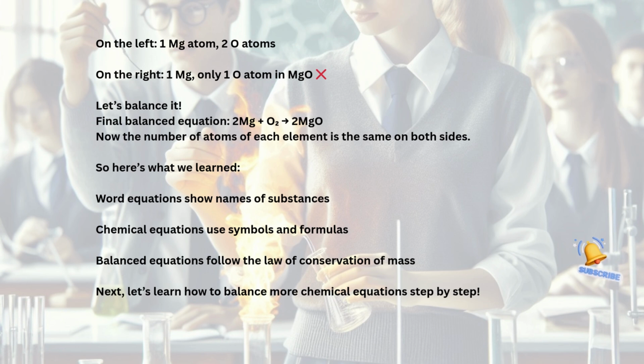So here's what we learned. Word equations show names of substances. Chemical equations use symbols and formulas. Balanced equations follow the law of conservation of mass. Next, let's learn how to balance more chemical equations step by step.